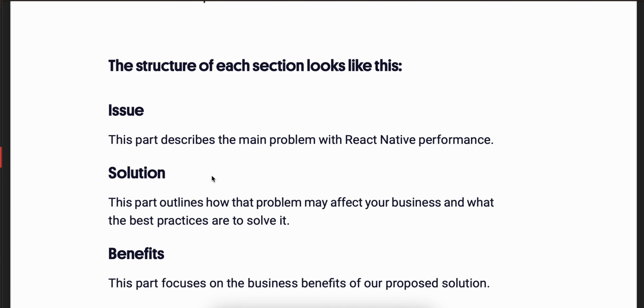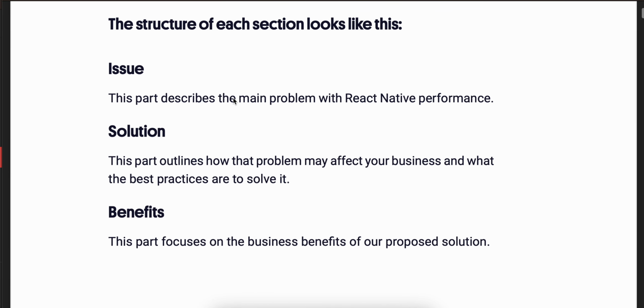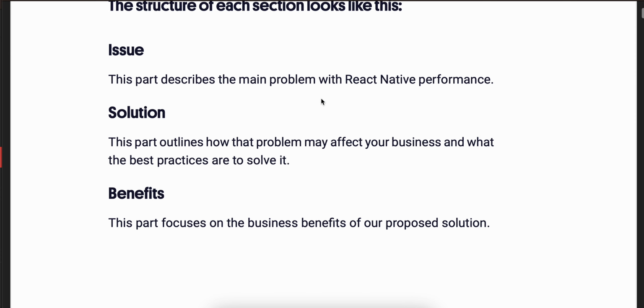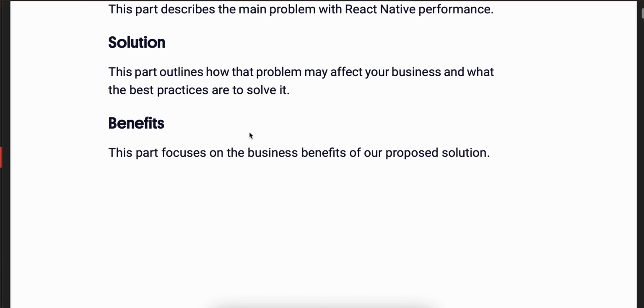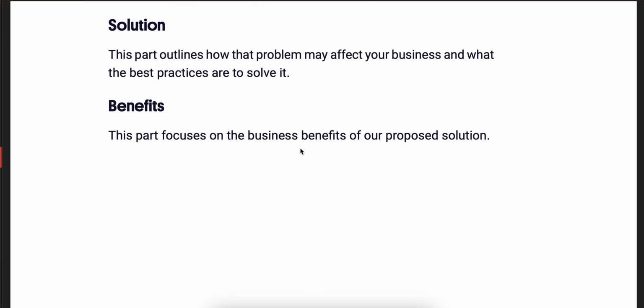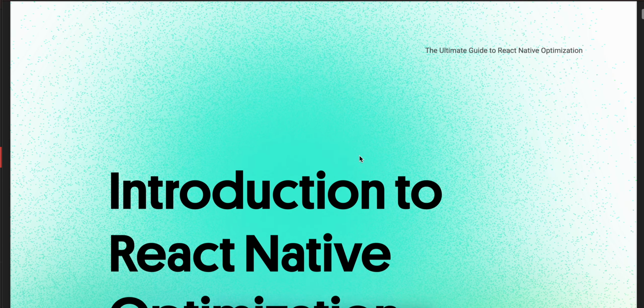The structure of each section looks like this. Issue: this part describes the main problem with React Native performance. This part outlines how the performance may affect your business and what the best practices are to solve it. This part focuses on the business benefits of your proposed solution.